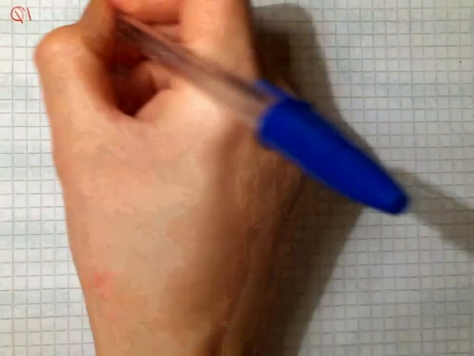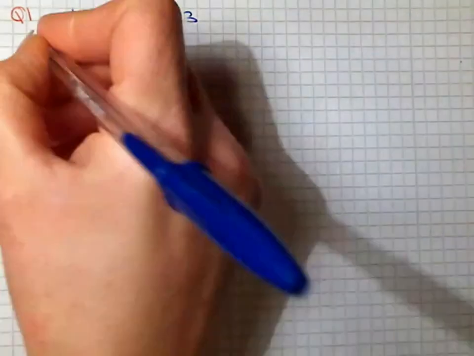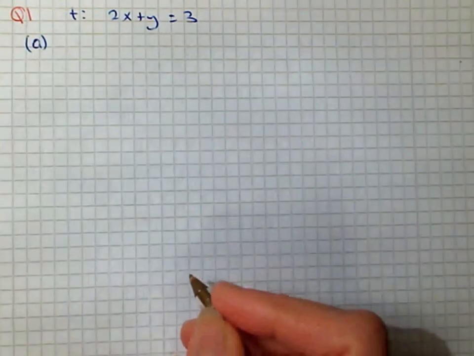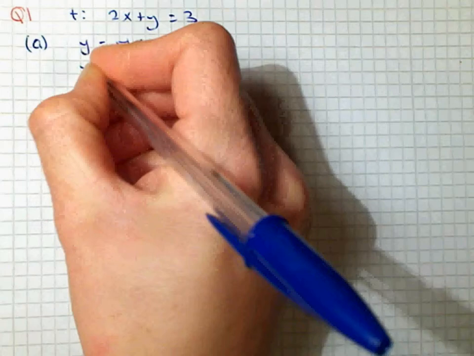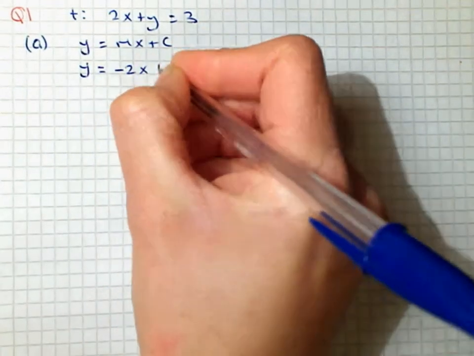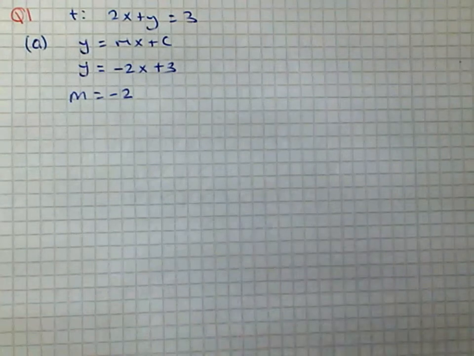Leaving Cert November test 2015, question 1. Two lines make an angle of the tan inverse of a quarter with the line T, where T is 2x plus y equals 3. Part A asks you to write down the slope of T. y equals mx plus c, so y is equal to minus 2x plus 3. The slope is minus 2.